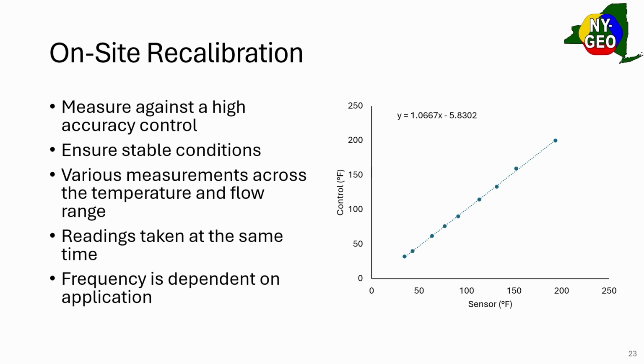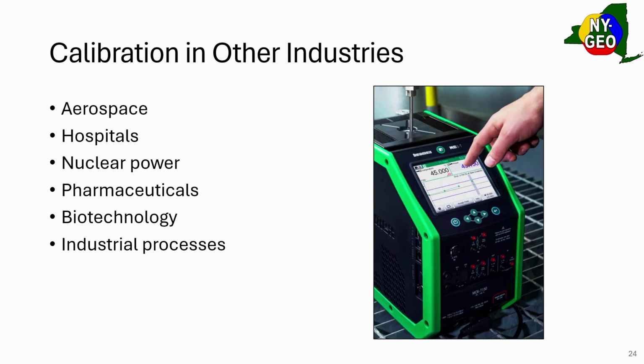And then the frequency is dependent on the application. So how often you do this is dependent on how critical your application is. And what you're left with is an equation that you can offset that sensor to match it to that high accuracy calibration standard.